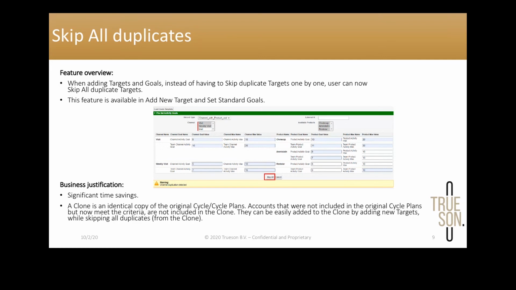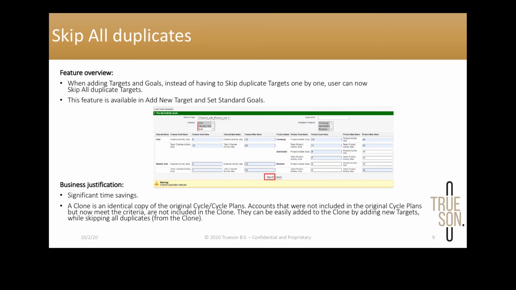And of course, the skip all has been requested as an important new feature, especially when you want to add targets and goals to a cycle plan. Previously, to avoid duplicates, we would allow you to skip the duplicates, but sometimes that meant a lot of skipping. So basically, we now support the skip all function, both in set standard goals and in add new target.